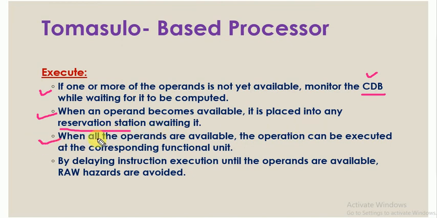When all the operands are available, the operation can be executed at the corresponding functional unit. If two operands are required and both are available, you can directly communicate with the functional unit through the reservation station. By delaying execution until the operands are available, RAW hazards are avoided. So these are the different steps that happen during the execute stage of the Tomasulo based processor.